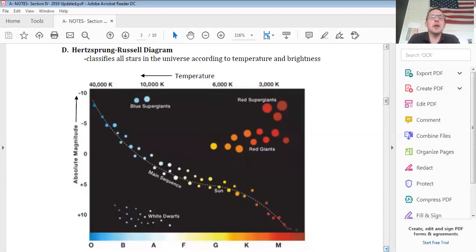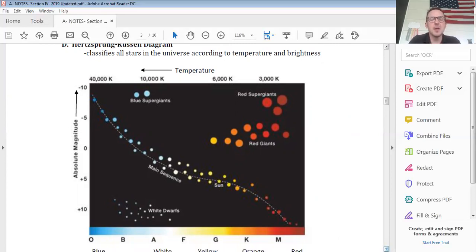So what they're doing here, everybody, is they're classifying all stars in the universe according to 2 properties, their temperature and their brightness. So in a way, it looks a lot like an XY diagram you would have in math, but the big difference, take a look at the temperature axis. It actually increases to the left.